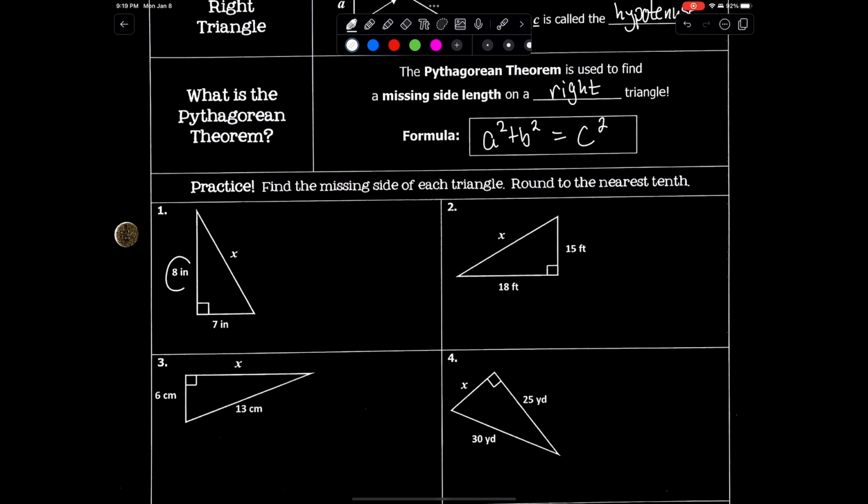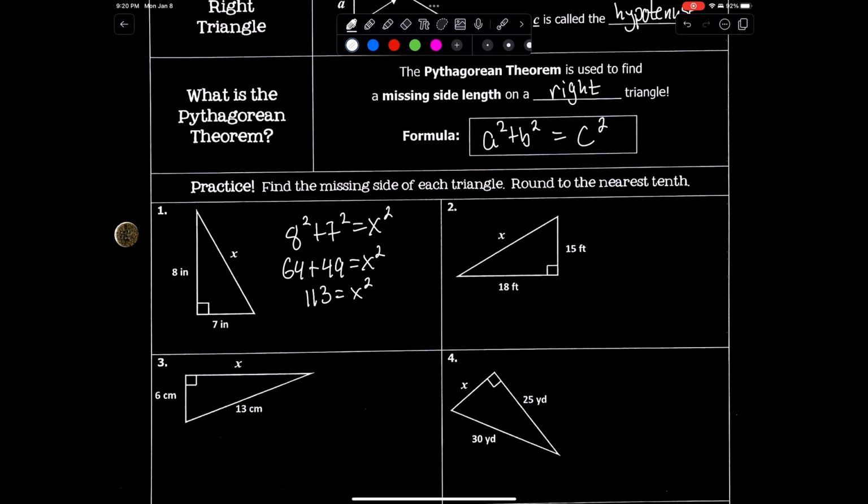Number one, this 8 inches and this 7 inches make this 90-degree angle. Those are the legs. So your setup is 8 squared plus 7 squared is equal to x squared. And then you just go through and solve for x. So 8 squared is 64, 7 squared is 49, and x squared we don't know anything about, so we have to leave it be. Then we add those values up. There we go. So we have 113 is x squared.